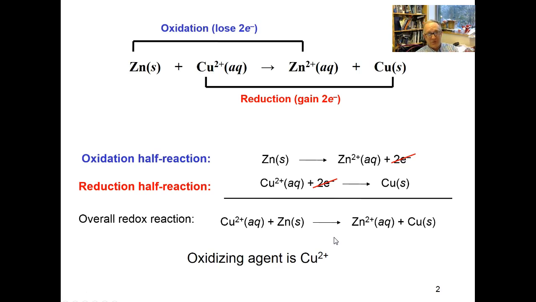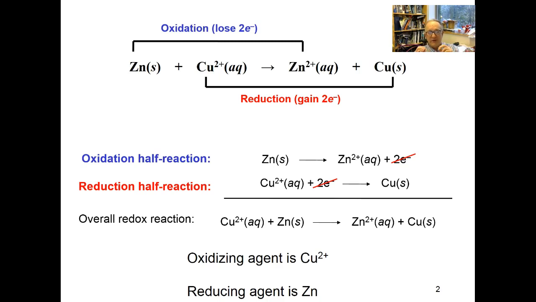Now comes the confusing part for many students. Oxidizing agents and reducing agents. The oxidizing agent causes the other entity to be oxidized. It is the thing that's actually undergoing reduction. So copper 2 plus ion is the oxidizing agent, because it's making the zinc solid become oxidized. The reducing agent is zinc, or zinc solid, in that it's causing the copper to be reduced.